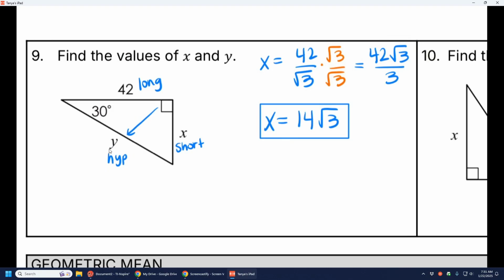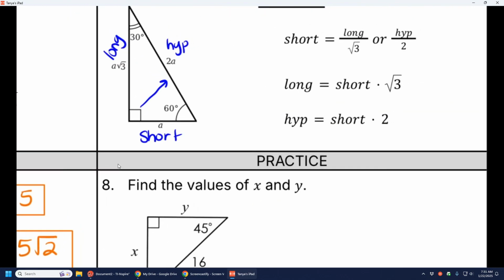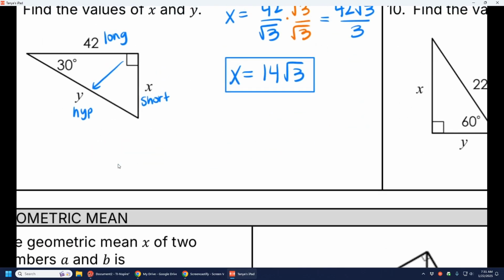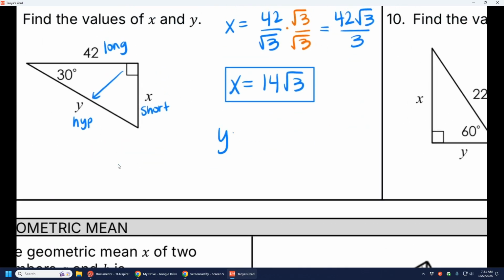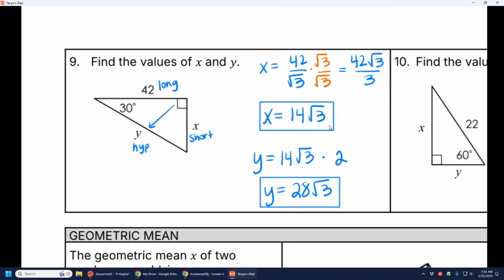Okay, and then now I still need to find y. Y is the hypotenuse. So back to our notes. The hypotenuse is just the short side times 2. Okay, so for y, our short side we just figured out is 14 square root of 3. We're going to times that by 2. This is the only thing that has a radical, so that stays alone. But we need to multiply the regular numbers. 14 times 2 gives me 28. So 28 square root 3.